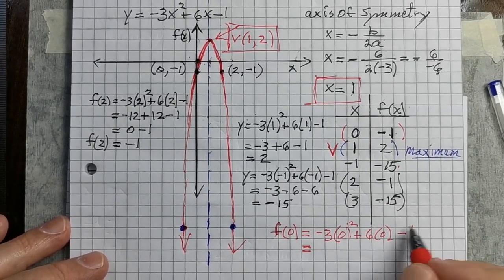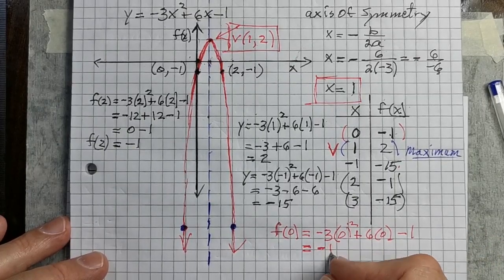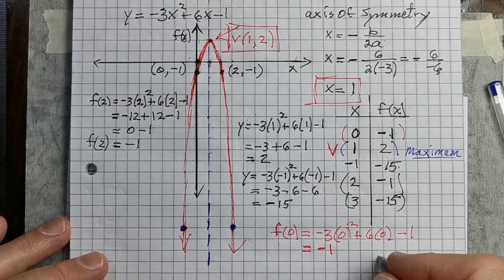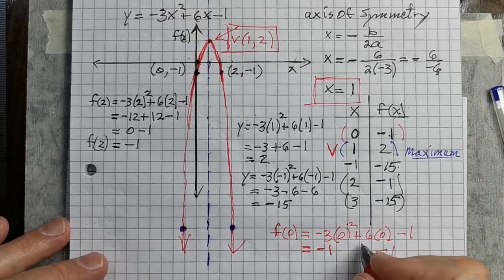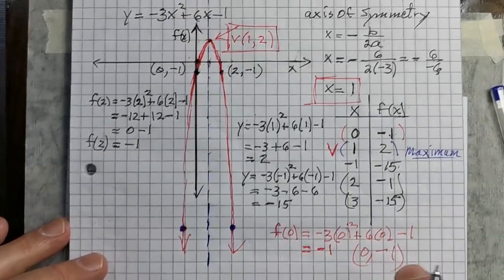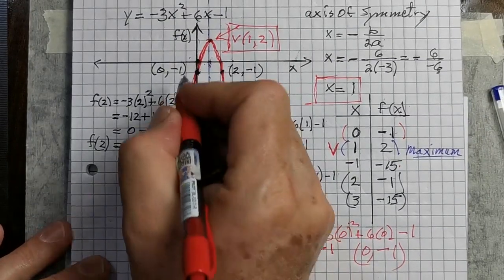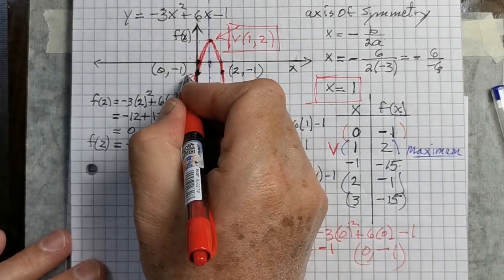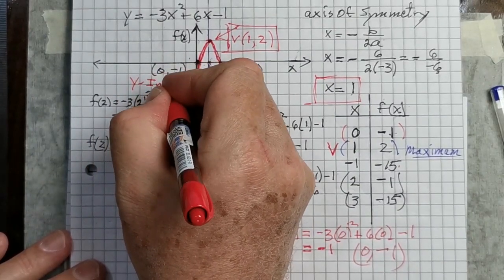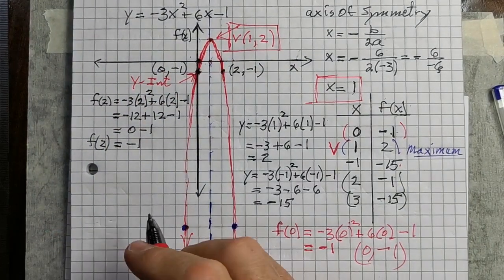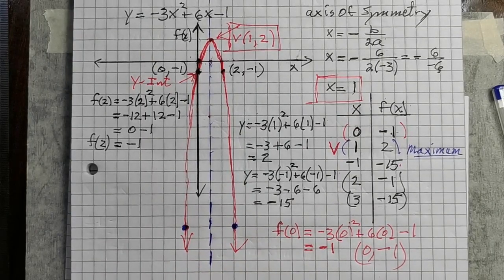This is all 0. We just get out negative 1. So we got our point there of 0, negative 1. That is our y-intercept right here. Put a little line there and label this as y-intercept, okay? 0, negative 1.